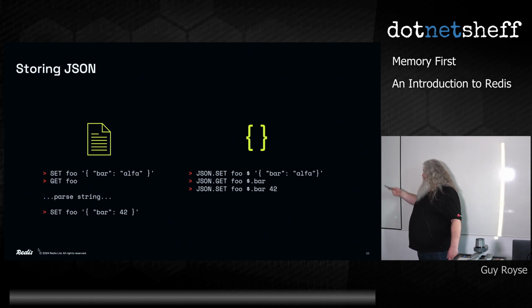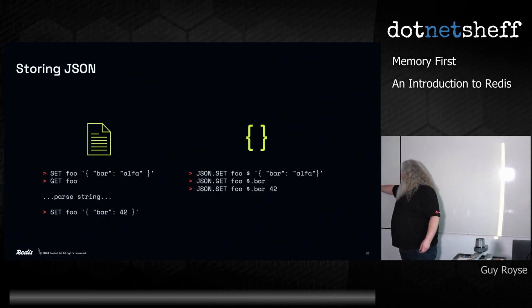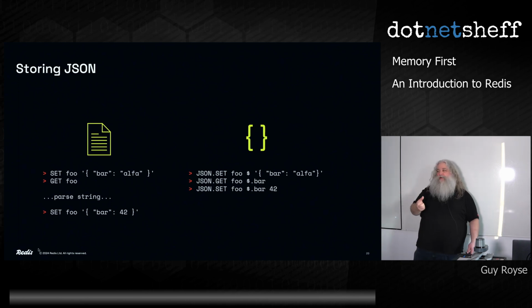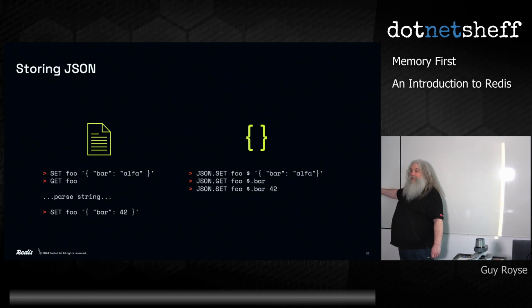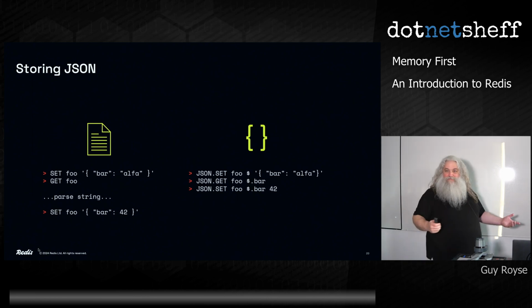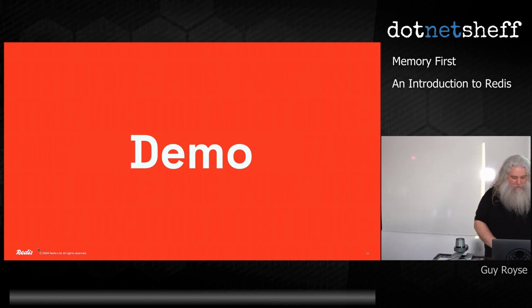I can get $.bar, but I can also call JSON.set, give that JSON path, and modify it in the same way. And this modification doesn't require me to load it all back, parse it, change it, and write it all back as a string. I can send just this single command to Redis to make that modification. And I do have a little demo for this, just to show it off here.